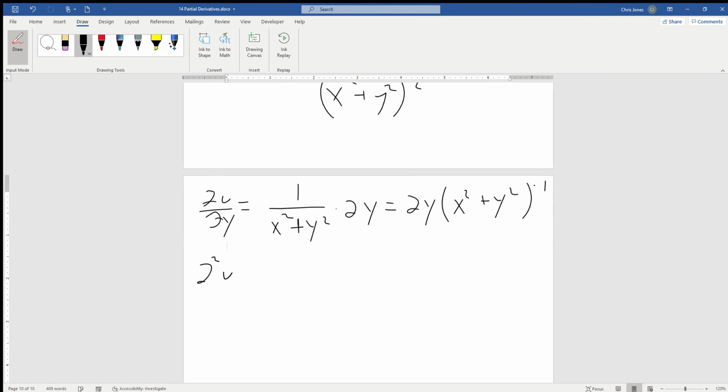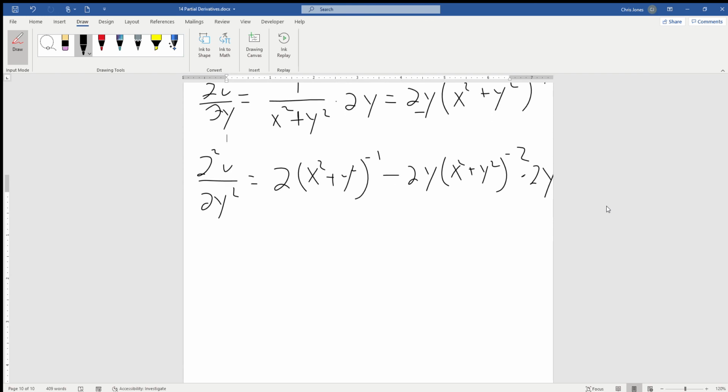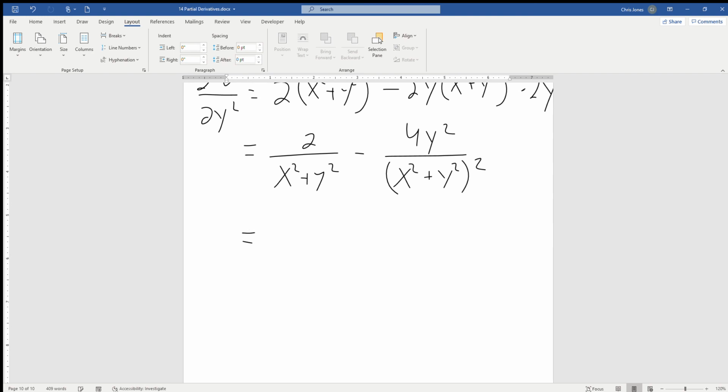We have the second partial of u with respect to y, and the derivative of 2y is just 2. So we have 2 times (x squared plus y squared) to the minus 1. We drop down that negative 1, so minus 2y times (x squared plus y squared) to the minus 2, and then the derivative of the interior with respect to y is 2y. We can rewrite that as 2 over x squared plus y squared, minus 4y squared over (x squared plus y squared) squared. Just like before, we get a common denominator and rewrite this as 2 times (x squared plus y squared) minus 4y squared, all over (x squared plus y squared) squared.